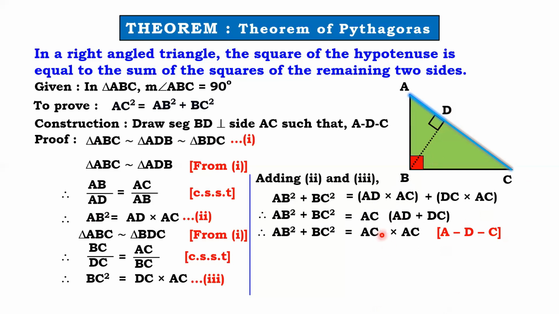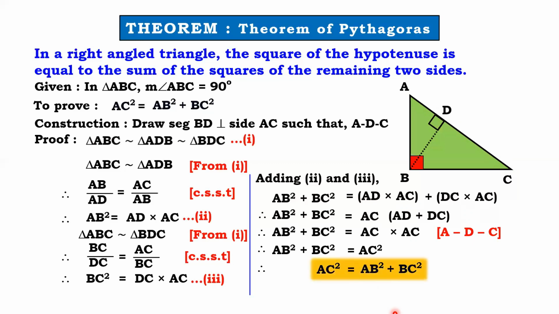So what is the meaning of AC into AC? AC into AC is AC square. So AB square plus BC square is equal to AC square. And this is what we wanted. We just have to rearrange the terms. So we can say therefore AC square is equal to AB square plus BC square, and this is the theorem of Pythagoras.